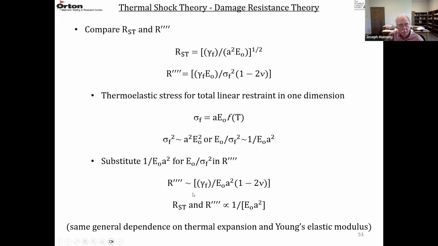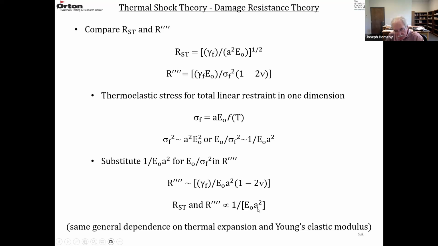And if we do that, R4 prime becomes the fracture energy divided by Young's elastic modulus, the thermal expansion coefficient squared, and then 1 minus 2 times Poisson's ratio. So both RST and R4 prime are proportional to 1 over E A squared. So they both have the same dependence on thermal expansion and Young's elastic modulus.